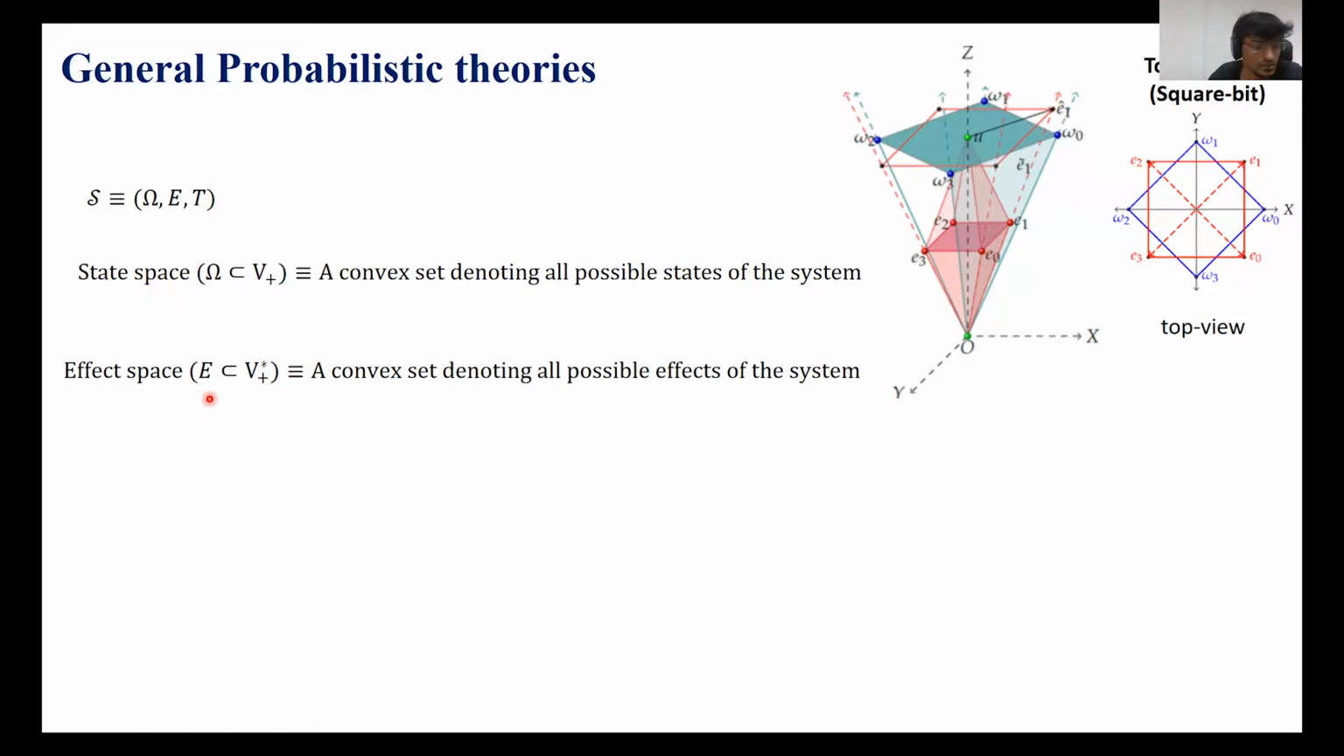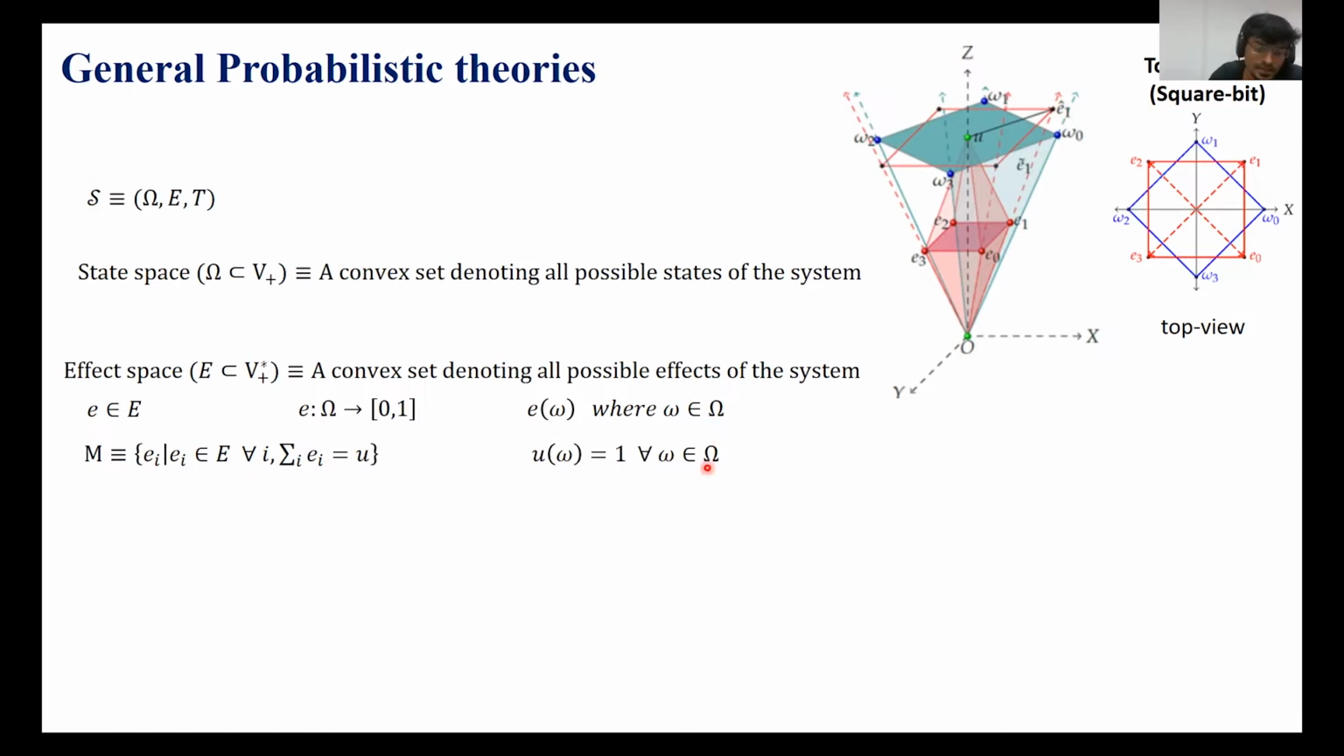Again, we can think of any effect as a functional on this state space, which maps it to the closed interval [0,1]. In this framework, we have to define how the action of the effect on all possible states takes place. Once we have defined all these things, we can talk about measurement. Any measurement can be thought of as a partition of the unit effect, where the unit effect is the effect which gives us probability one for all possible states.